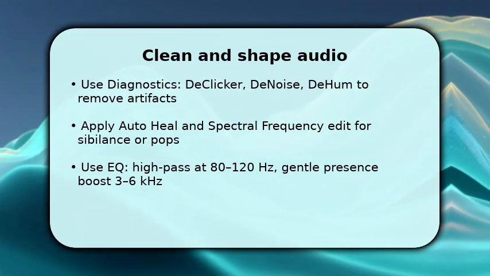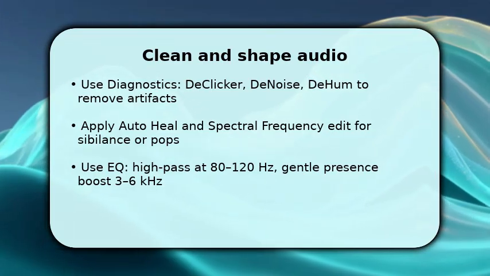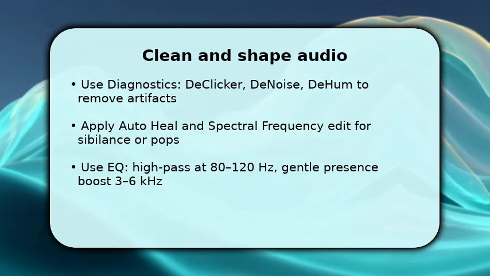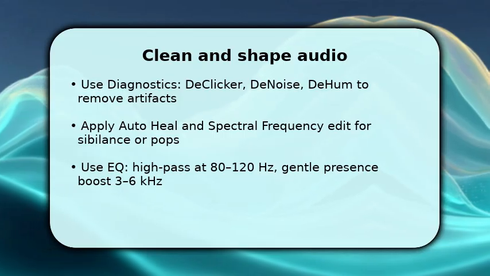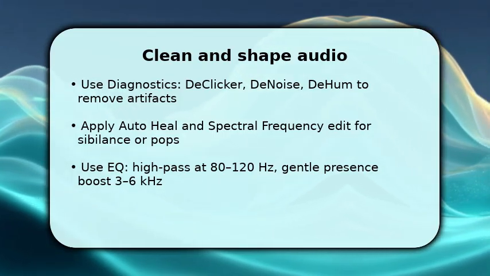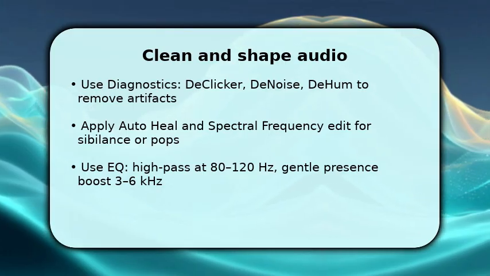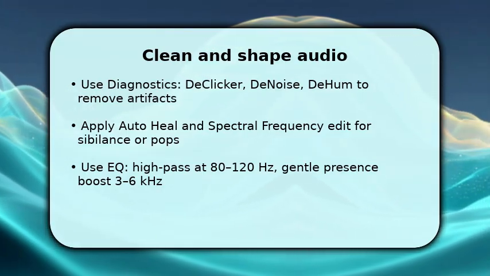Apply a high-pass filter at roughly 80 to 120 Hz to reduce rumble, then boost 3 to 6 kHz slightly for intelligibility. After EQ, preview. Then finish by controlling dynamics and ensuring consistent levels.